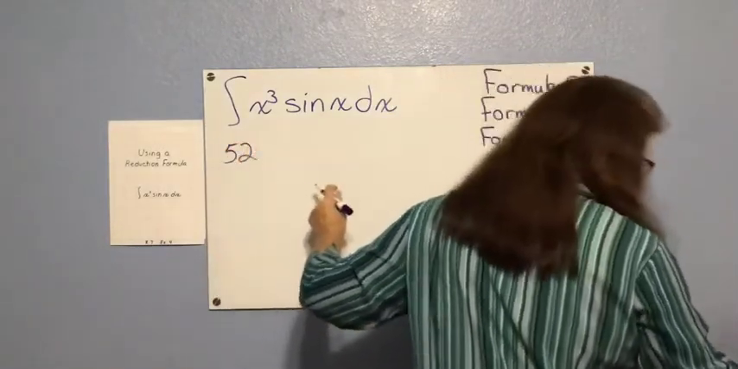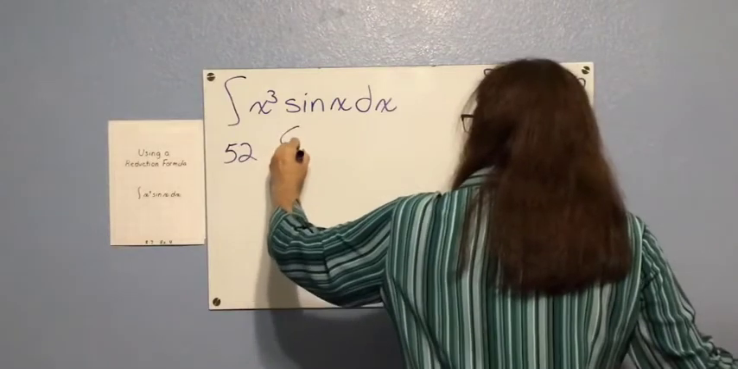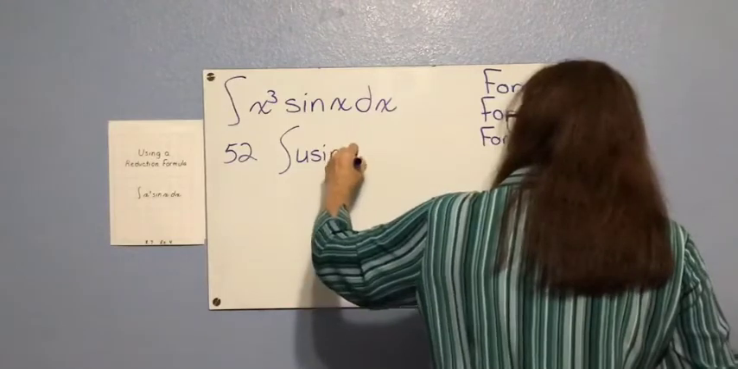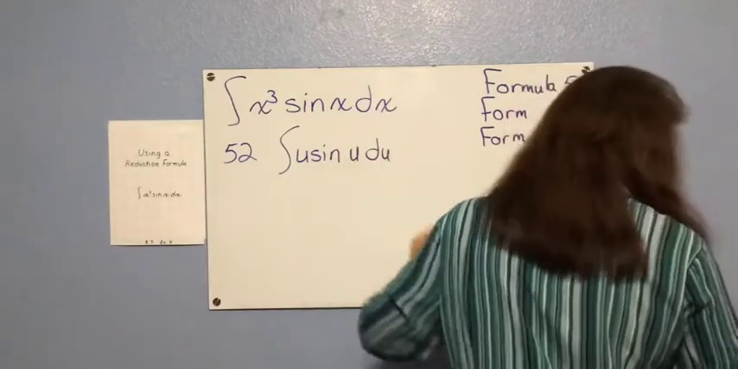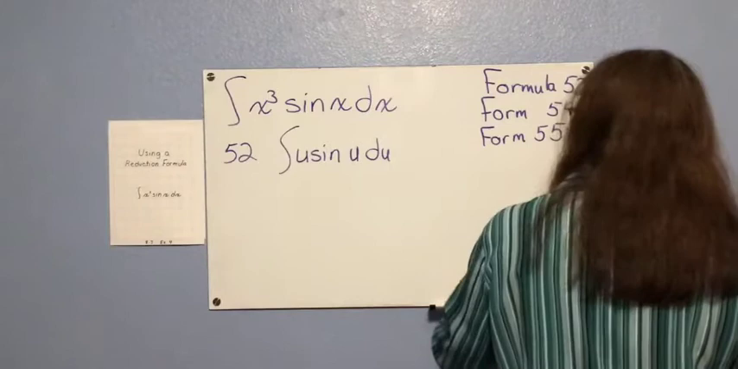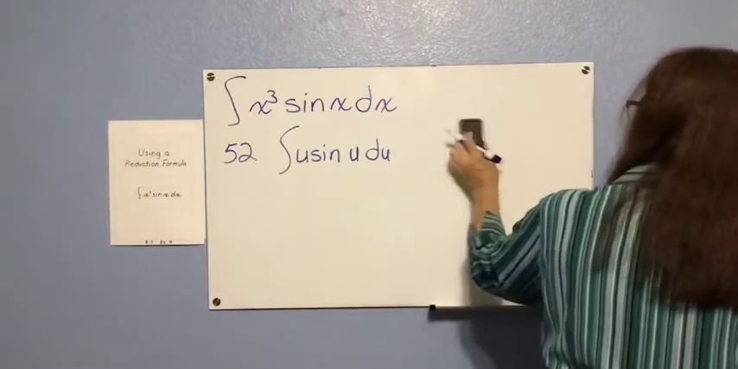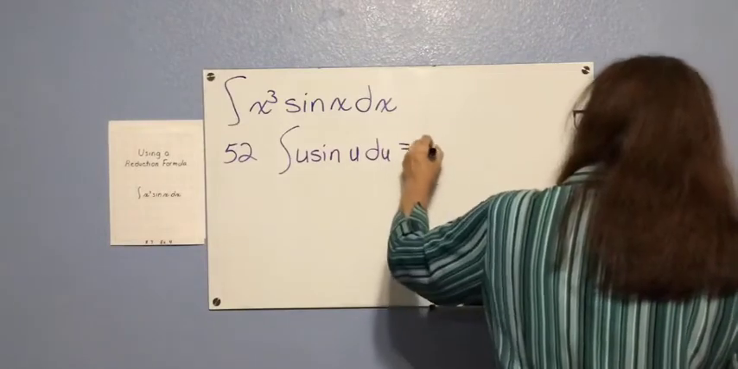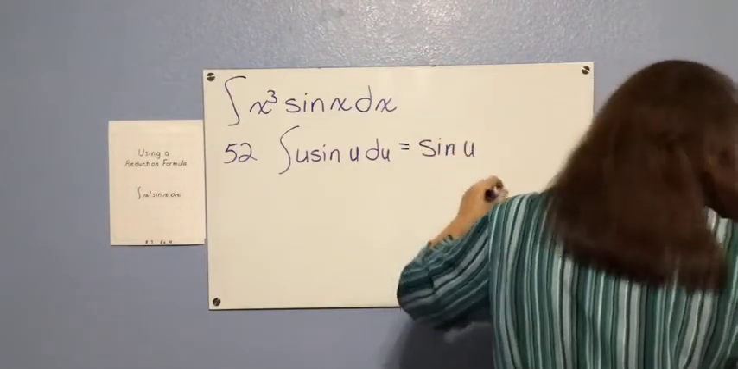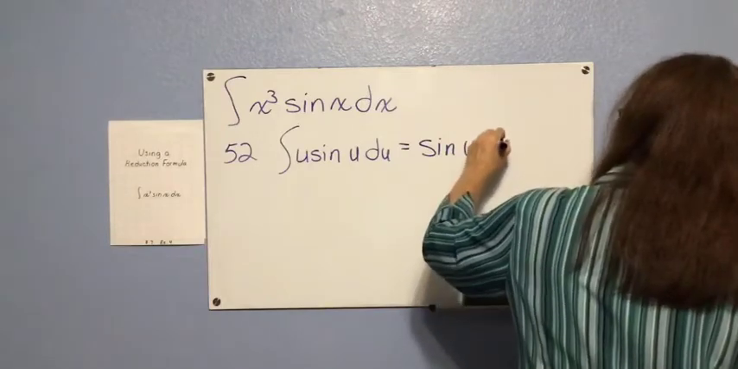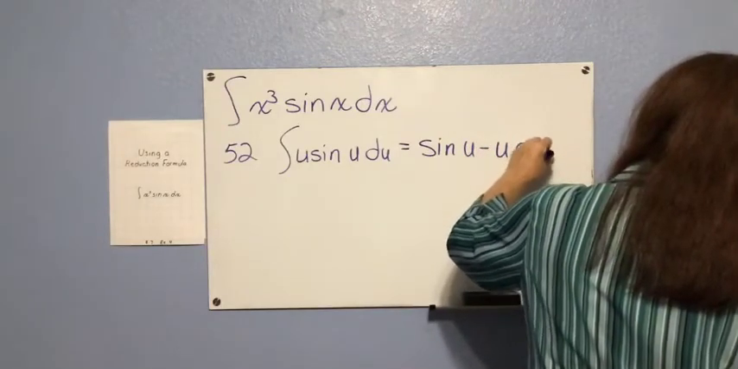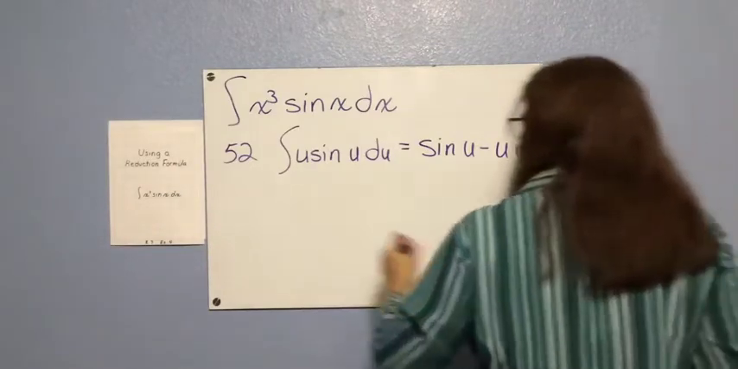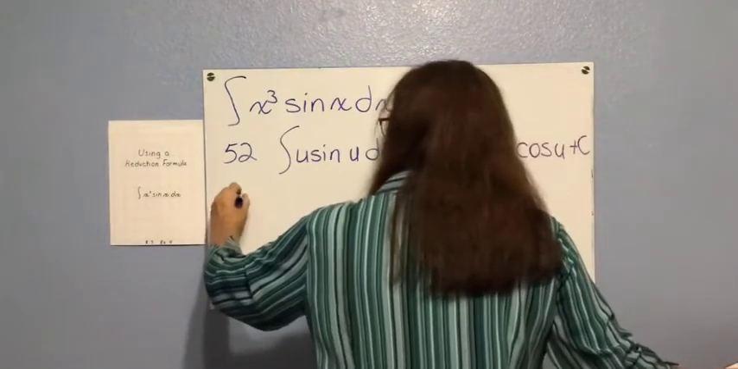52 looks like this. The integral of u sine u du is equal to sine u minus u cosine u plus a constant. This is formula 54.